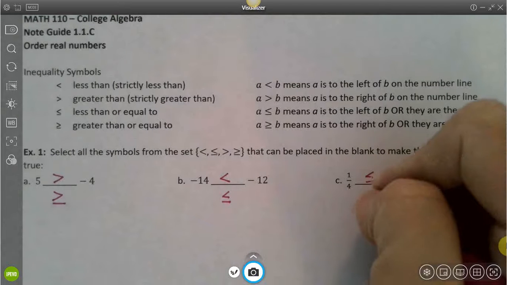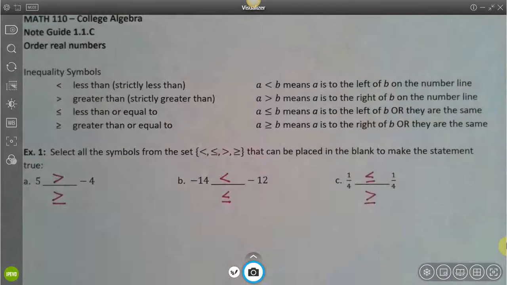And for the same reason, we can also use the greater than or equal to symbol. Since we have that equal to part in there, it gives us a true statement.